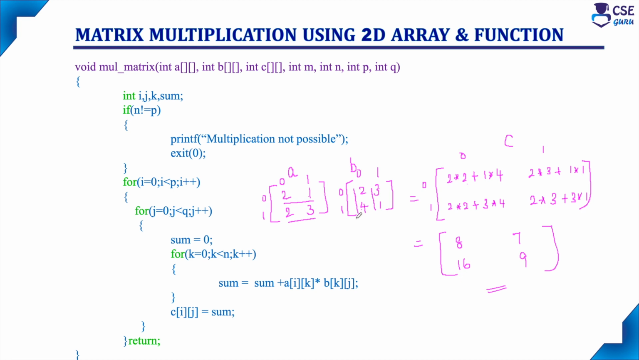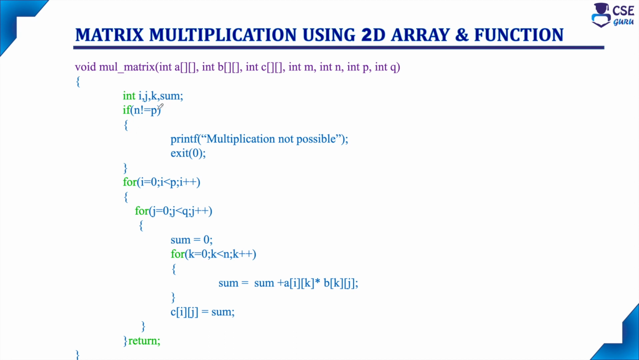Now the logic of matrix multiplication, how we have implemented in this program, we will check it out. Here we have used the variables i, j, k as well as the sum value. If n not equal to p, that is, n is the column size of A matrix and the row size of B matrix should be equal. If n not equal to p, multiplication not possible, it will exit.